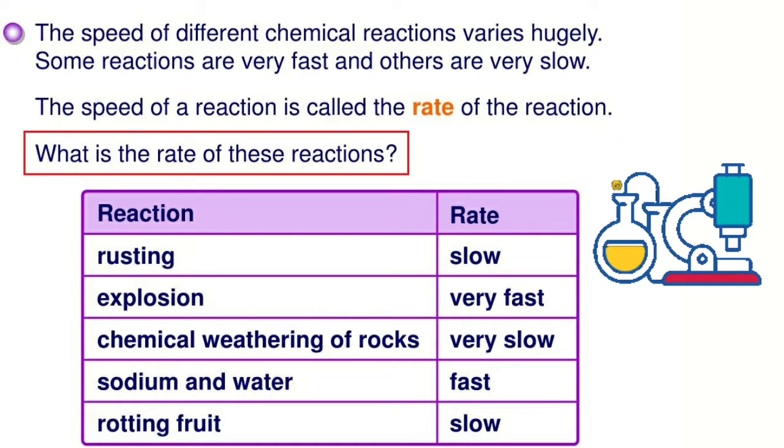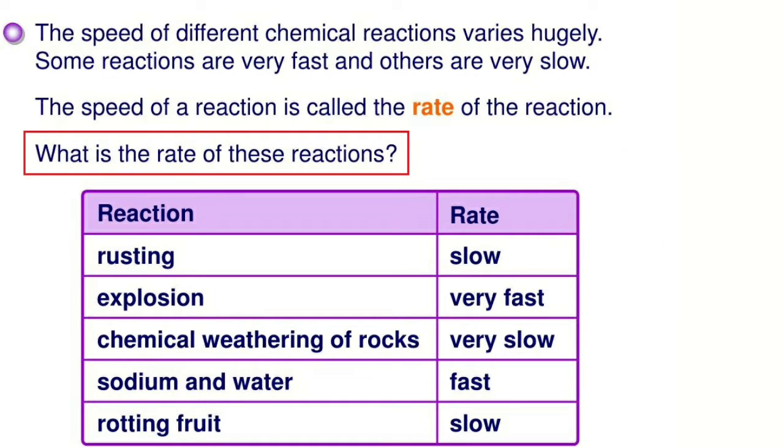The speed of different chemical reactions varies hugely. Some reactions are very fast and others are very slow. The speed of a reaction is called the rate of the reaction. What is the rate of these reactions?